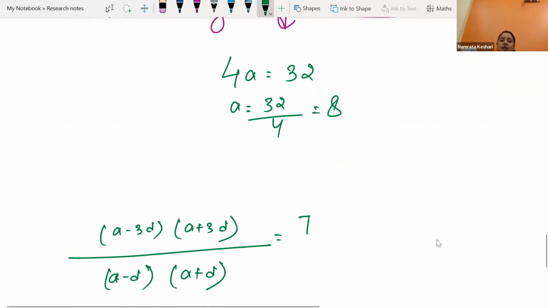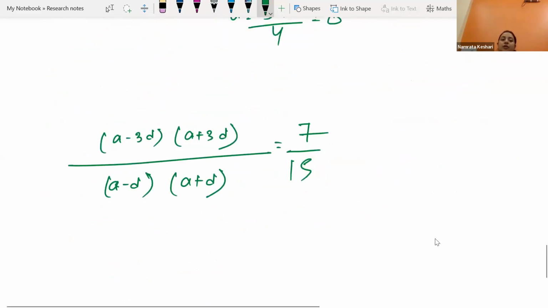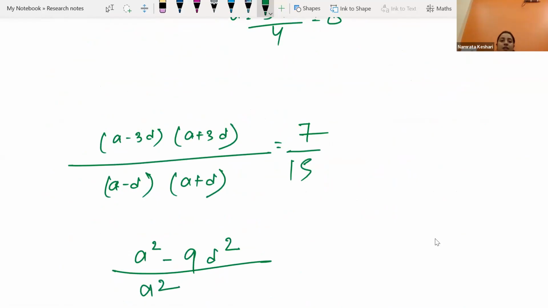So basically we are having here a square minus b square. That means 3d whole square, that means 9d square over a square minus d square. Okay, a value we already know.